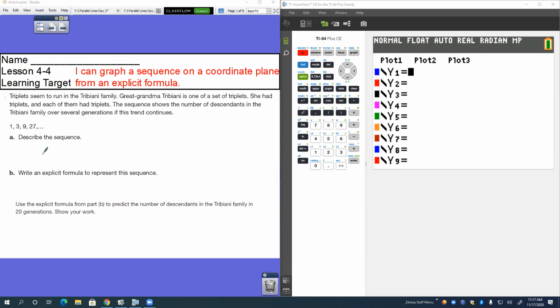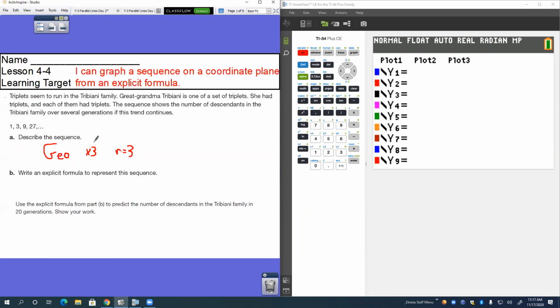So the first thing that we need to do is figure out whether it's arithmetic or geometric. All right, this is clearly geometric. What are we doing each time? Because I know it's not arithmetic because I'm not adding by the same number each time. So it's geometric. So what are we multiplying by each time? Well, to get from 1 to 3 to 9 to 27, we are multiplying by 3 each time. That means our R value, our common ratio, is 3.